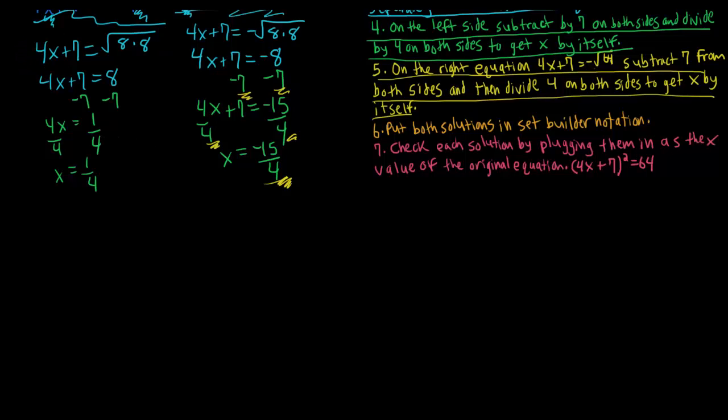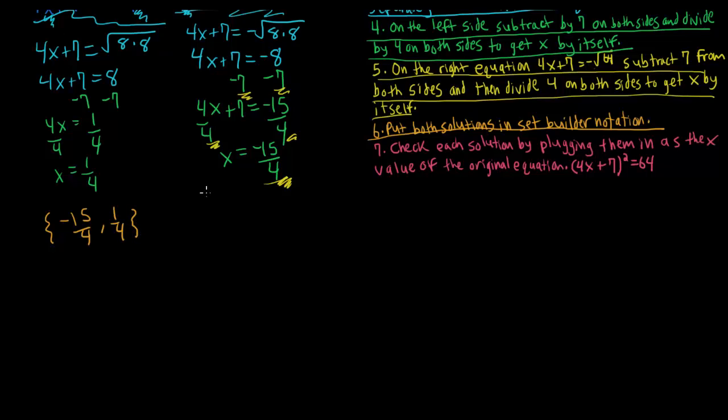And now it says 6, put both solutions in set builder notation. So both solutions should be 1/4, and then let's put the negative value first. I got negative 15 over 4, and then 1 over 4.